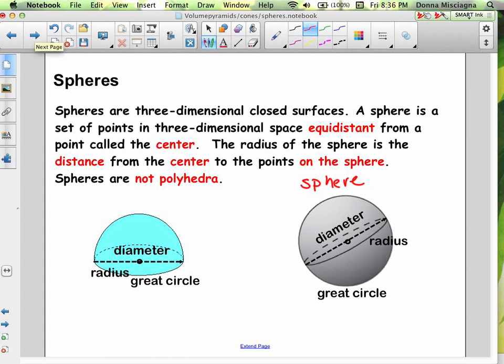Right? And so here we have an example of the great circle, and let's kind of outline that. So the great circle goes around the widest part of the sphere, right? And the endpoints of a diameter are on the great circle. If I go only halfway from the center to the edge, that would be a radius. So that would be a radius here. So the blue here is a radius, and the red is the great circle. And here in green, I'll outline a diameter.